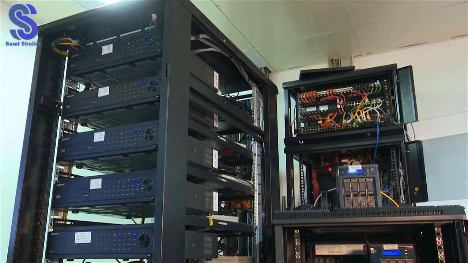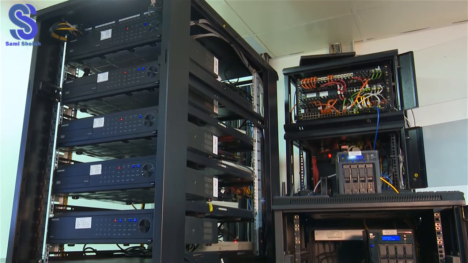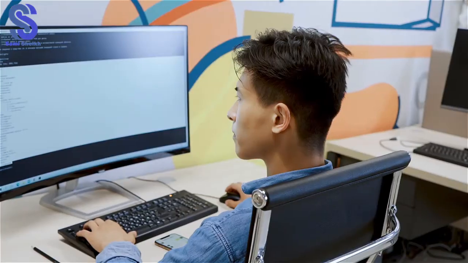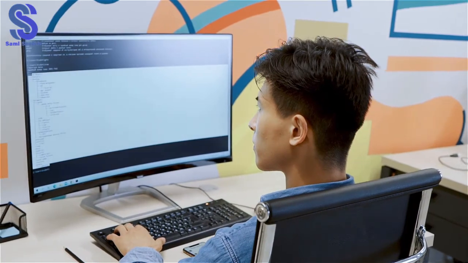So in this video, we have learned about the computer servers and most commonly used servers. In the next video, we will learn about the different types of software that run these computers.